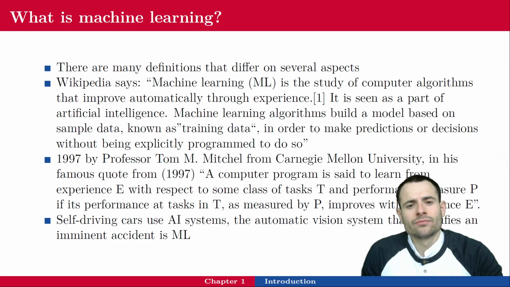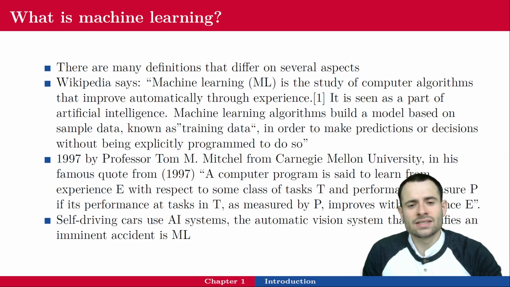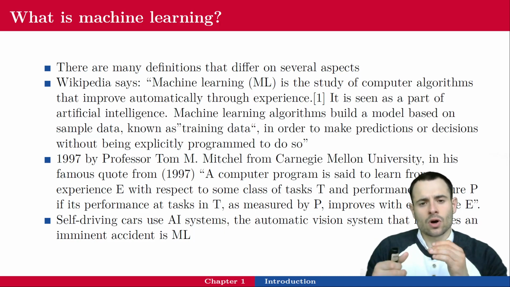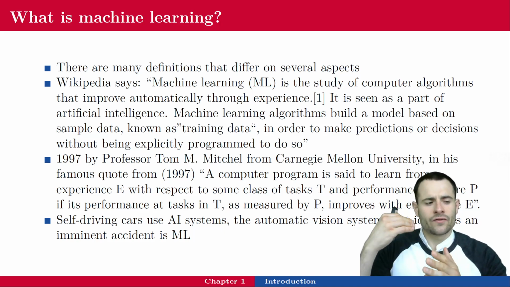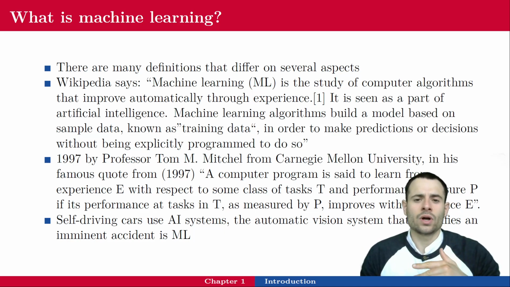Self-driving cars. You probably heard of this by now. They use an AI system. The automatic vision system that identifies an imminent accident is machine learning, based on many trips from the past, based on computations of the distance between your car and the car behind you, the car in front of you, the car on the side, based on the speed and so on.